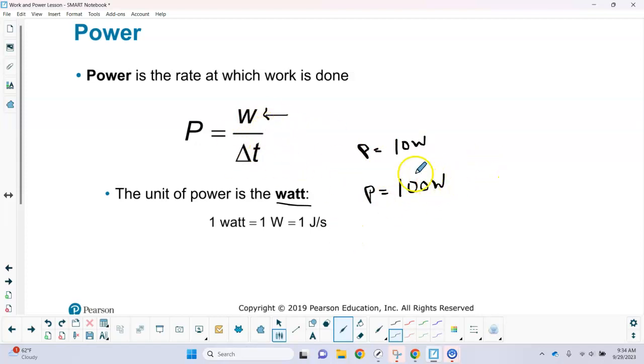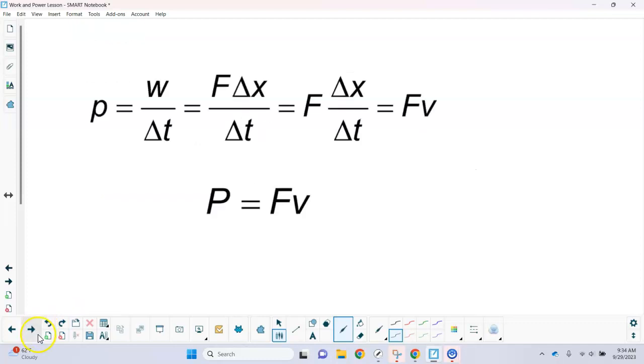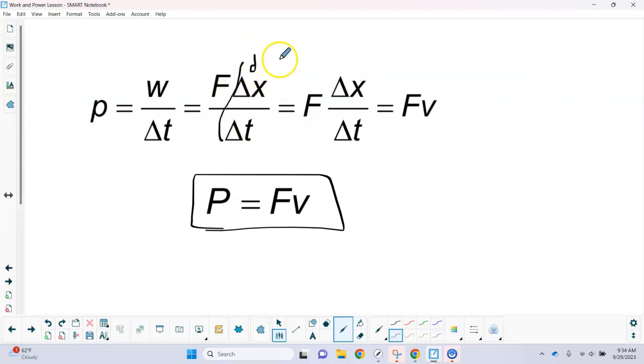So it's doing more work per second, or a watt is again a joule per second. So just kind of a real life thing, right? Sometimes it's easier to use this equation to calculate power. So this is just the derivation of it. If you have power equals work divided by time, work again would be force times the displacement. Delta x could be the displacement if it's horizontal, or you could just replace that with a d. But you could group those together, where the displacement divided by the time, that's a velocity. So this is another way that you could calculate power.